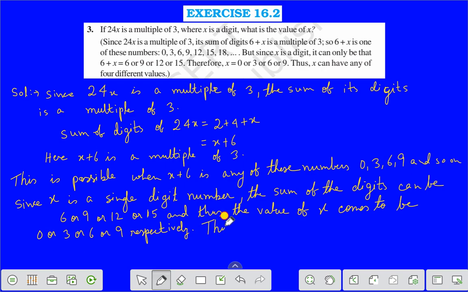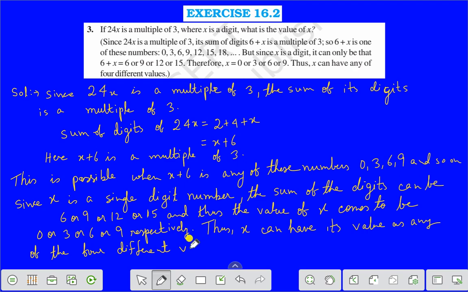Thus, x can have its value as any of the four different values, 0, 3, 6 or 9.